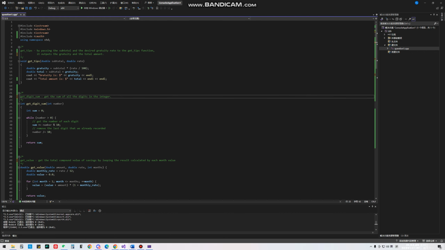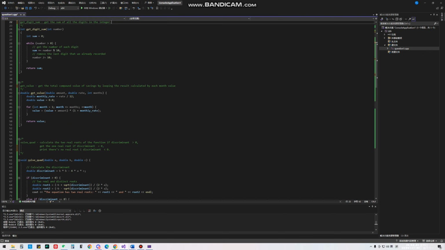Question one: I have the get tips function, and the input is the subtotal and the rate that we want. Here we get the tips equals the total times the rate over 100, because the rate is in percentage, and then we can get the total amount by adding up the subtotal and the tips. So here is the output.